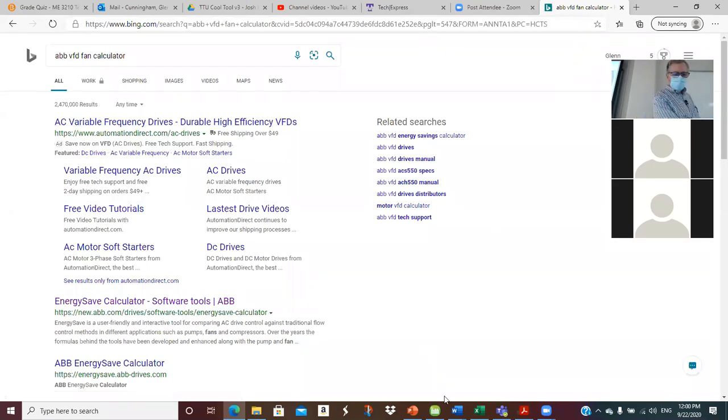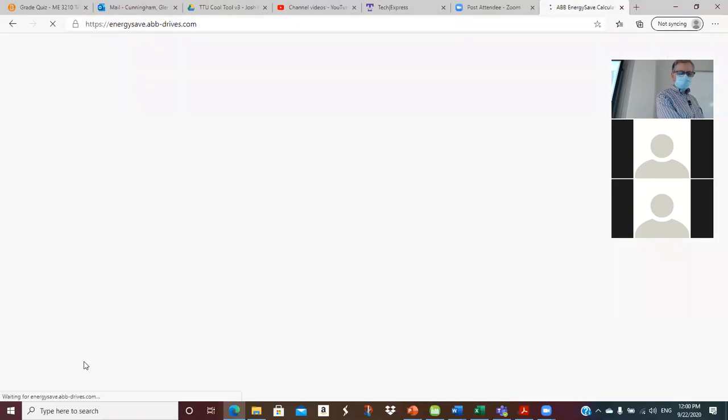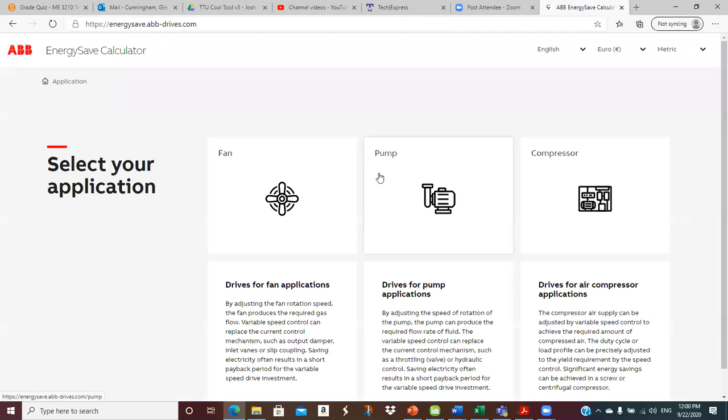And let's see, I'm gonna go down here to this ABB Save Energy Calculator. Maybe. Let's go ahead and minimize this. And of course, it's Tennessee Tech, so the Wi-Fi is slow. Okay, so they have these things that are kind of tailored for different typical applications. One would be for fans, pumps, or air compressors.